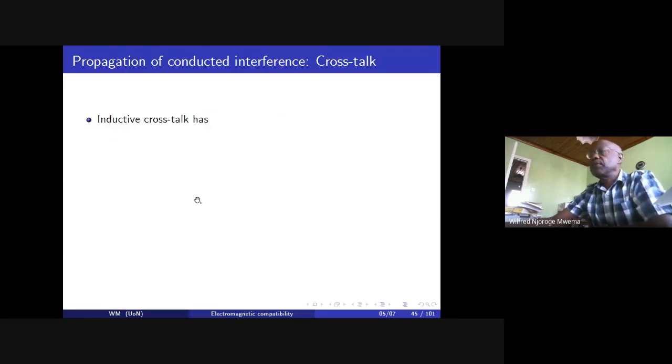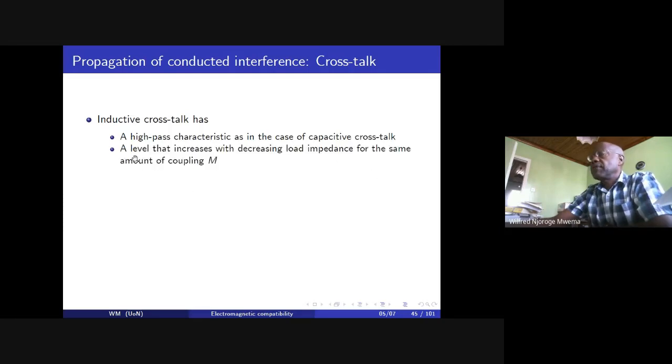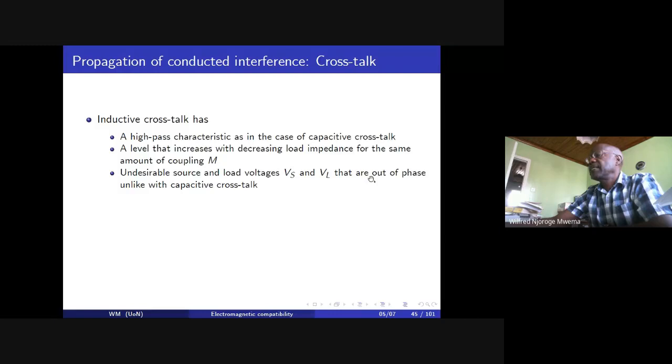So inductive crosstalk has a high pass characteristic, as in the case of capacitive crosstalk, with a level that increases with decreasing load impedance for the same amount of coupling M, and undesirable source and load voltages Vs and Vn that are out of phase, unlike with capacitive crosstalk.